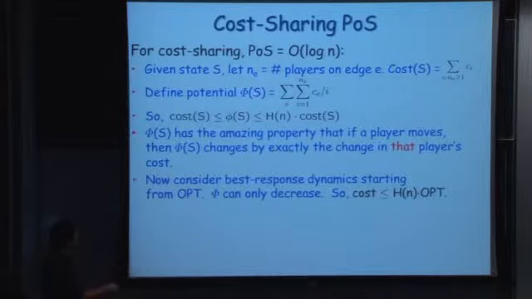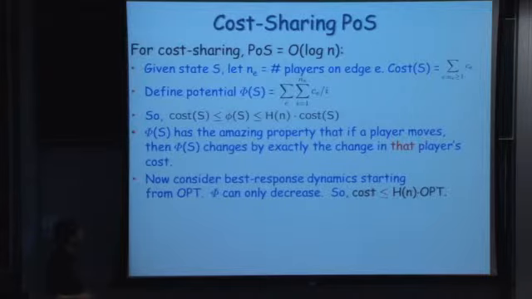This quantity only goes down. The cost might go up. But since the potential is bounded between the cost and log n times the cost, and that potential is going down, the cost can go up. They can't cross each other. And so the cost can go up by at most this log n factor. So that's why this has that property.